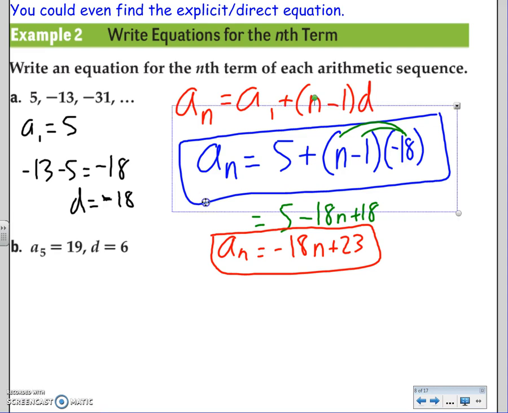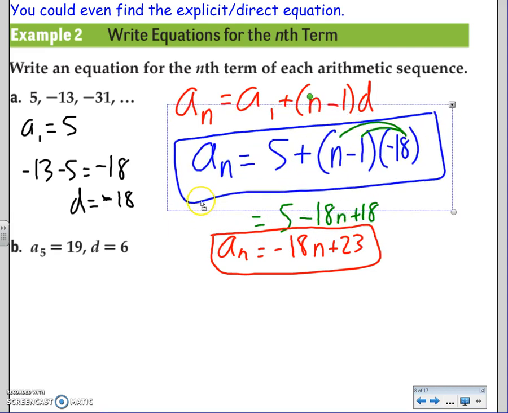Alright, so use the one in red, not the one in blue. Alright, same thing. Let's try this.